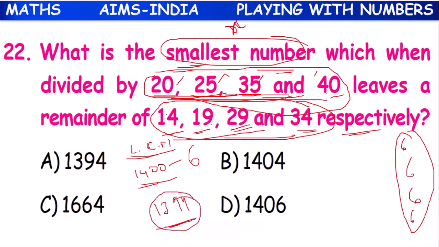So 1394 is our required number, which when divided by 20 leaves a remainder 14, divided by 25 leaves a remainder 19, divided by 35 leaves a remainder 29, like that. Like that, we will get the answers. So 1394 is the correct answer.